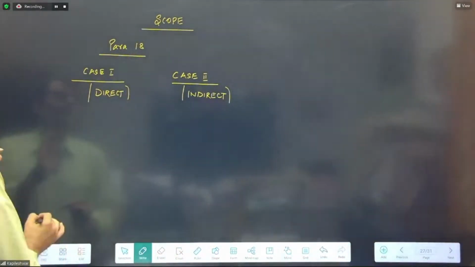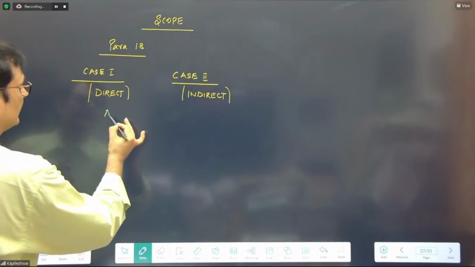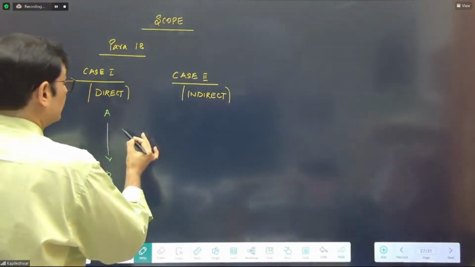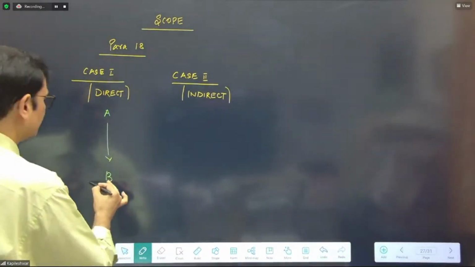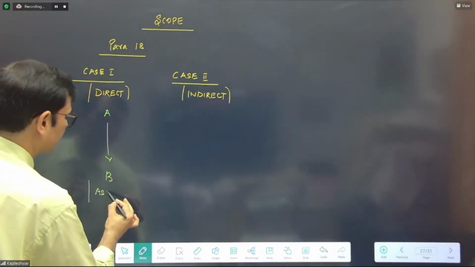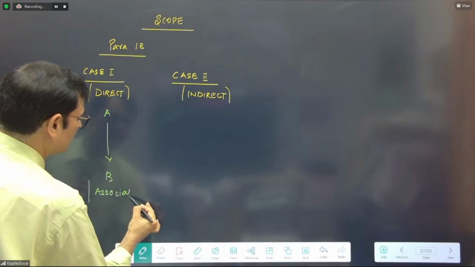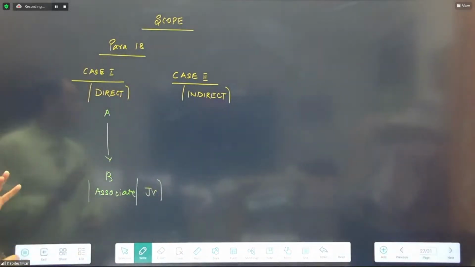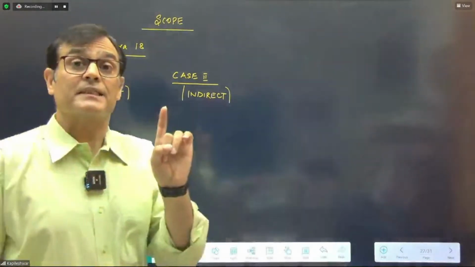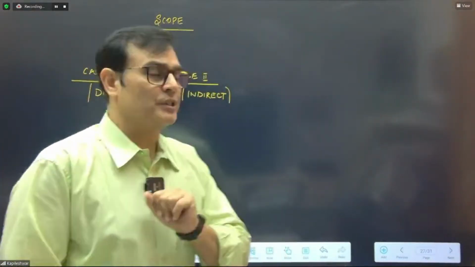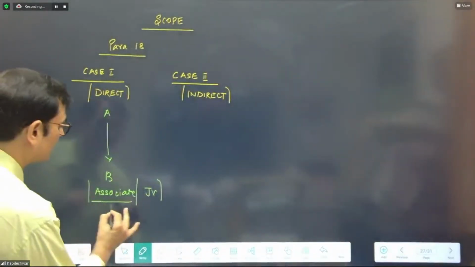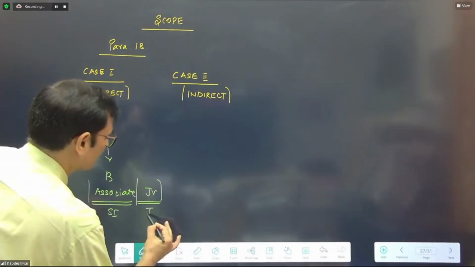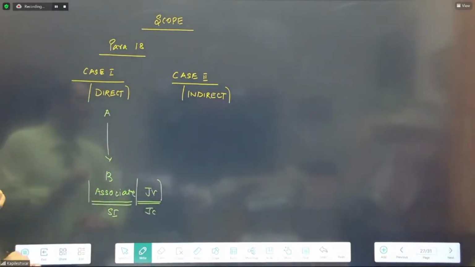In terms of para number 18, we can say A has got an investment in B. Now B is either an associate or a JV. Let's get this very clear. B is either an associate or a JV. That means A either has significant influence over B, or A has joint control over B, resulting in a JV.